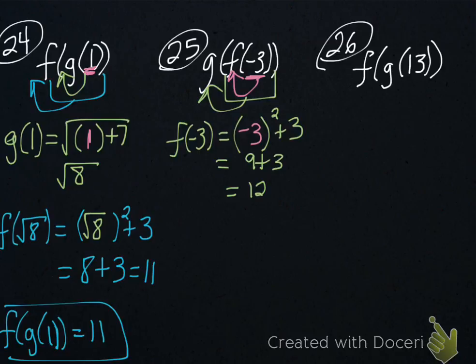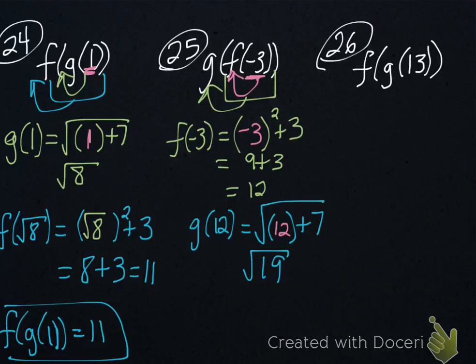So I need to plug in a 12 into my g function. So the g of 12. G is what? Oh yeah, square root of something plus 7. What are we plugging in? 12. Okay, 12 plus 7 is what? 19. So, I have the square root of 19. Not a perfect square, but that's okay. The g of the f of negative 3 is the square root of 19.